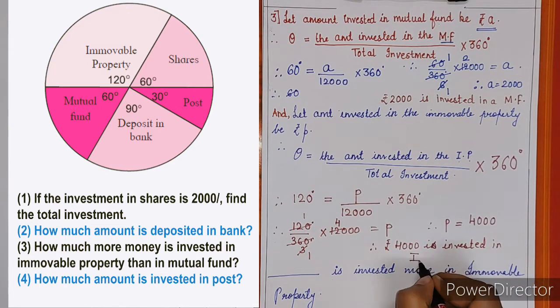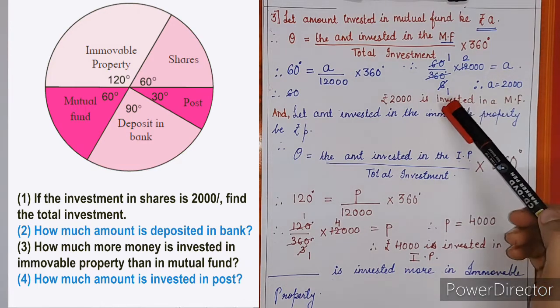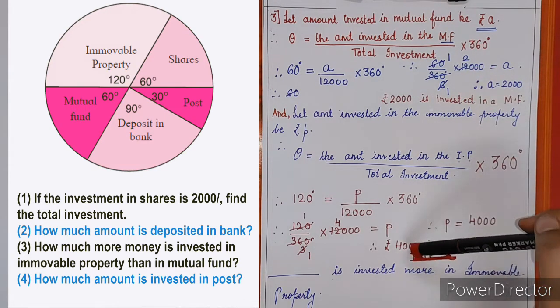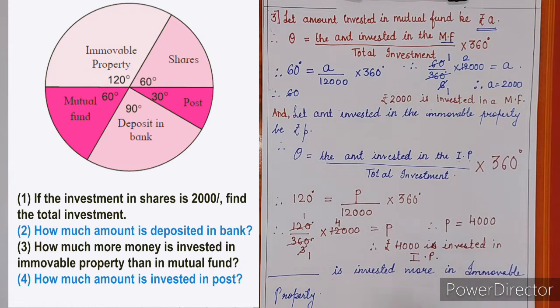in immovable property. So you will see, here 2000 rupees is invested and here 4000. So how much more is invested in immovable property? 2000 rupees more. Therefore 2000 rupees more is invested in immovable property than in the mutual fund. Now the last question is, how much amount is invested in a post? I want you all to solve and check how much amount is invested in a post by doing the same calculation and using the formula.